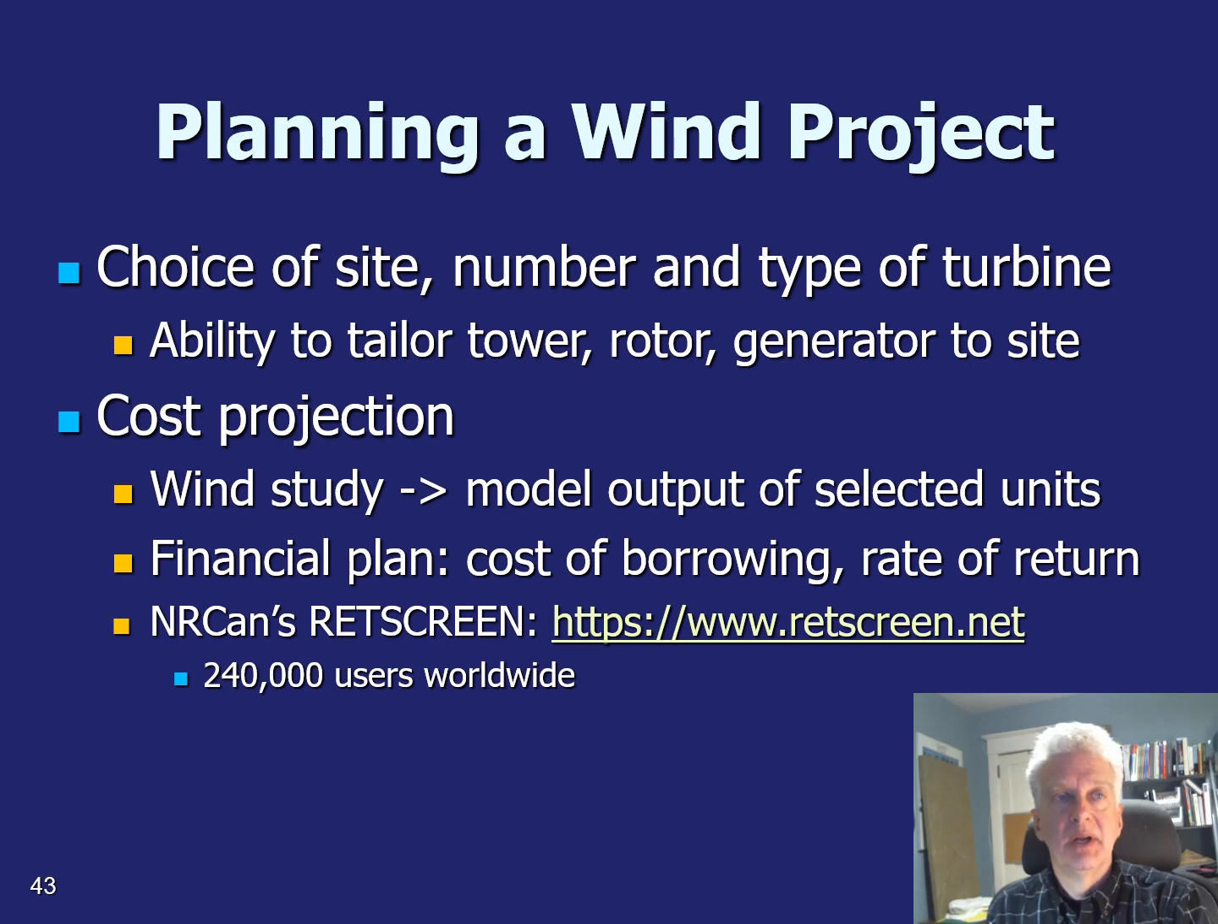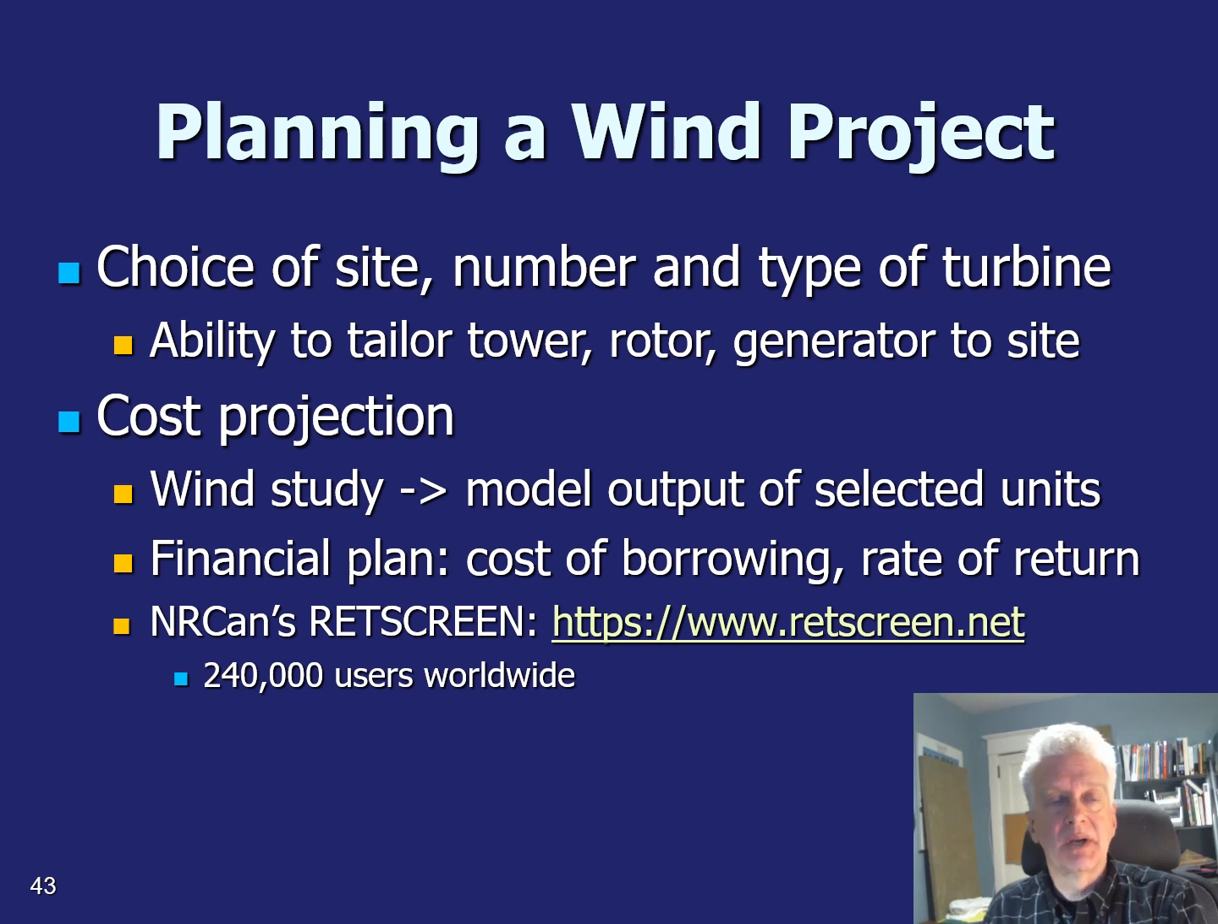Let's look at the steps in conducting a wind project. First, you're planning it. You need to look at the choice of site and the number and type of turbines that will go there. So you can tailor the height of towers, the size of the rotor, and the model of generator to the specific site that you're going to be building in. You'll need to do a cost projection. So you begin with a wind study where you model the output of the selected area and then possibly do an in-site measurement study where you put an anemometer in, track the data over the course of a year or two, then verify what the model was predicting for you.